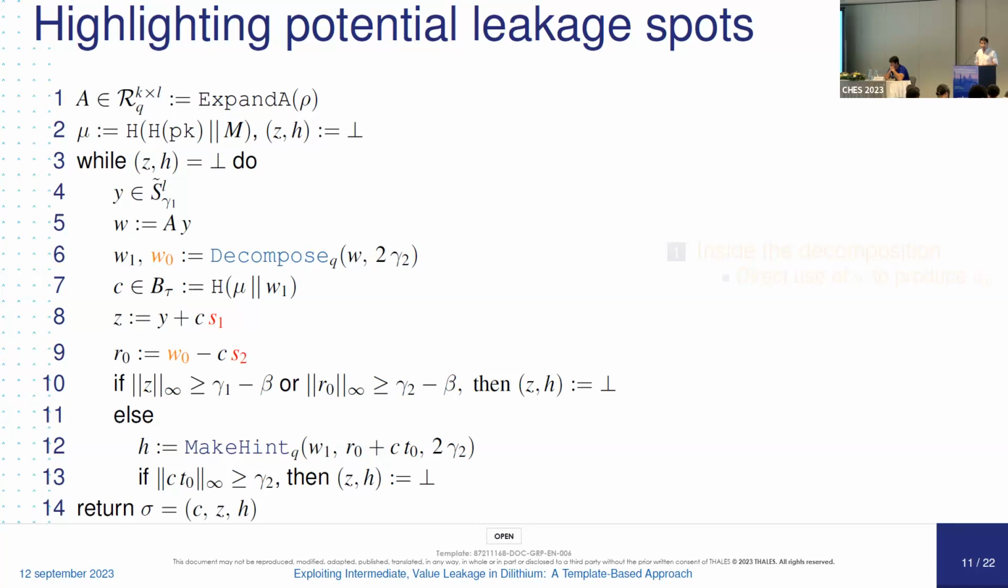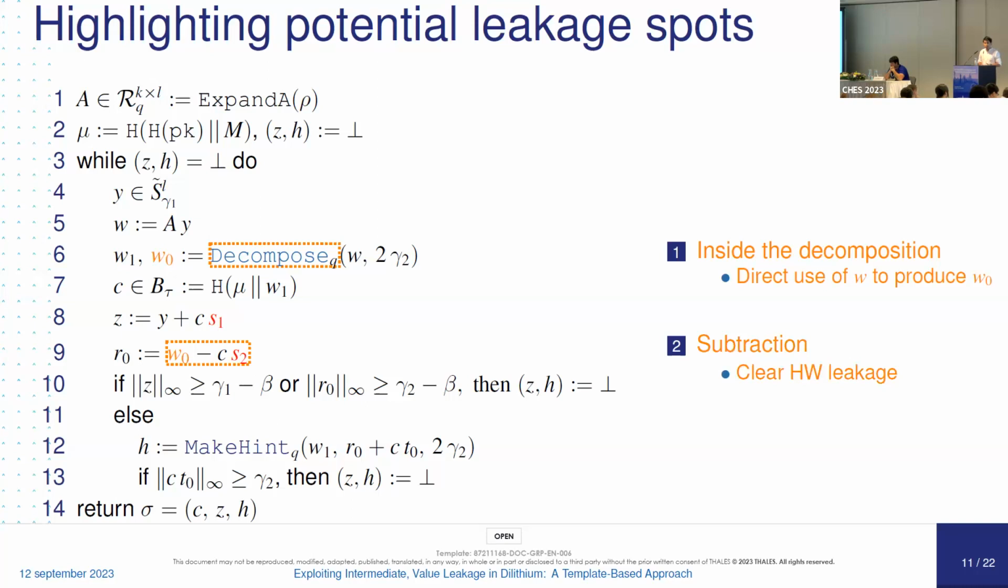So we have, for example, line 6, where we will be inputting W in order to return W0. But there is also line 9, where we will be subtracting W0 with C times S2. And so in this work, we have decided only to focus on the decomposition function, line 6, because after analyzing the various C implementations of this function, we found that it had the greatest potential to maximize the leakage for the 0 value.